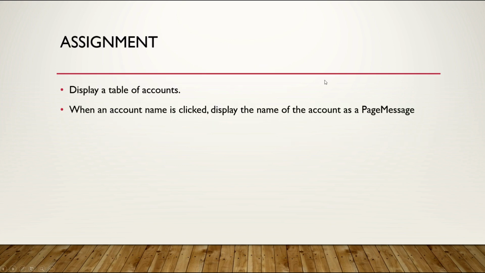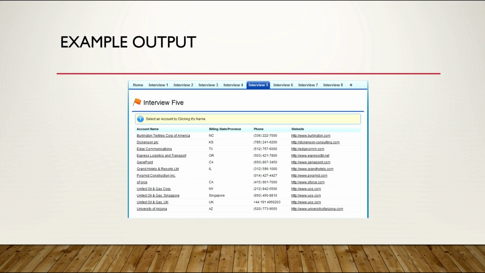So for this assignment, what we want to do is display a table of accounts, and when an account name is clicked, we want to display the name of the account as a page message. As you can see here, we have an application, interview assignment 5, and we have this page message up here that says select an account by clicking its name. And we have a table as well, a list of account names, billing state, province, phone number, as well as websites.